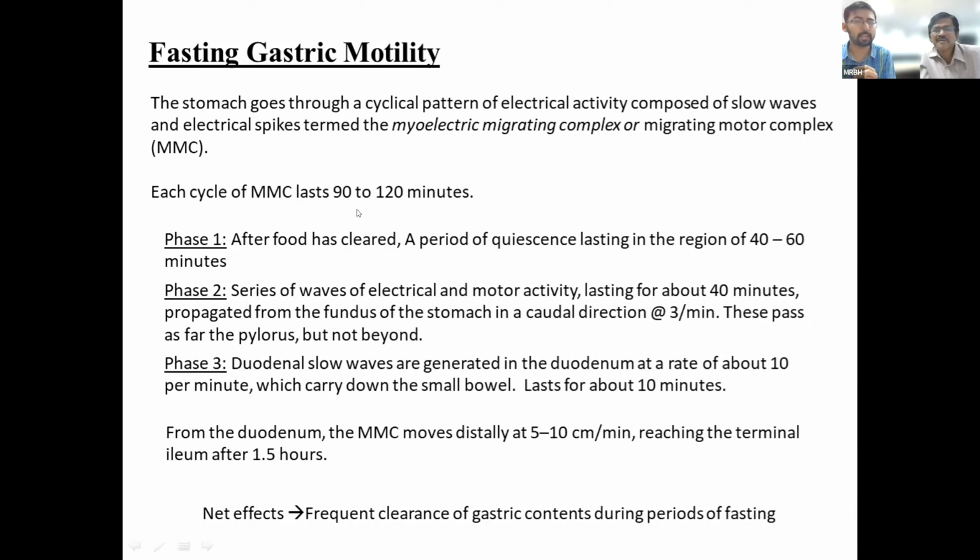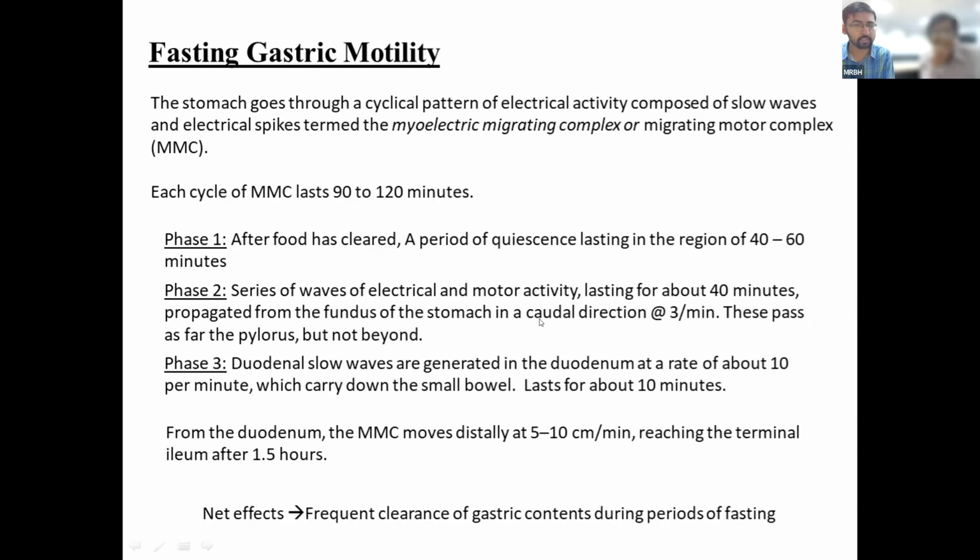Each MMC lasts about 90 to 120 minutes, and it has 3 phases. Phase 1 is after the food is cleared, a period of quiescence which lasts around 40 to 60 minutes. Then in phase 2, the slow waves basically start, and there is a series of slow waves with intermittent rapid electrical waves. This lasts for around 40 minutes, and this starts from the fundus in the caudal direction at around 3 waves per minute, and they go as far as the pylorus but not beyond.